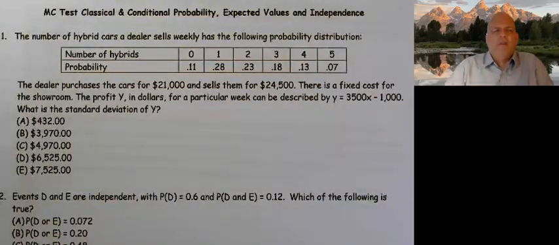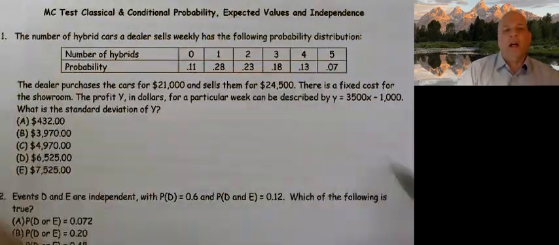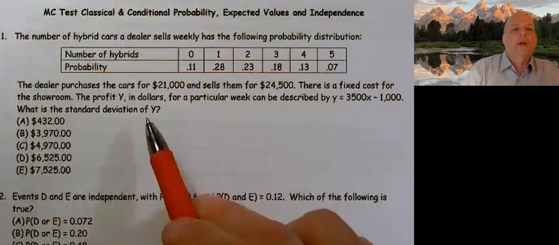Okay, this will be the very first of the test corrections that will be done by Edpuzzle. This will cover problems 1 through 10 for the Unit 3A Classical Probability Multiple Choice Test. All right, and you will need to write down everything that I have written down, otherwise you will not receive credit. So here we go.